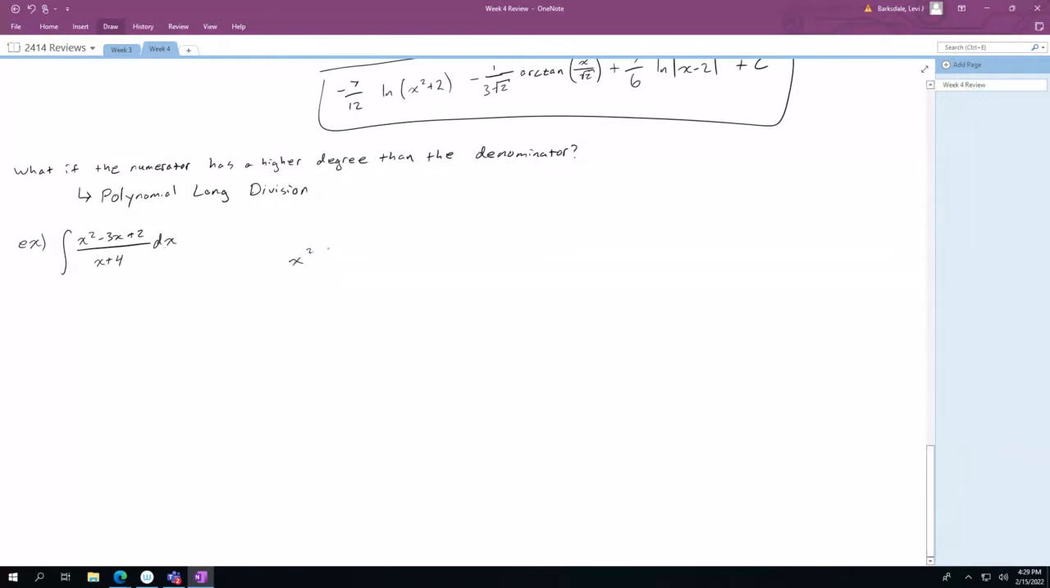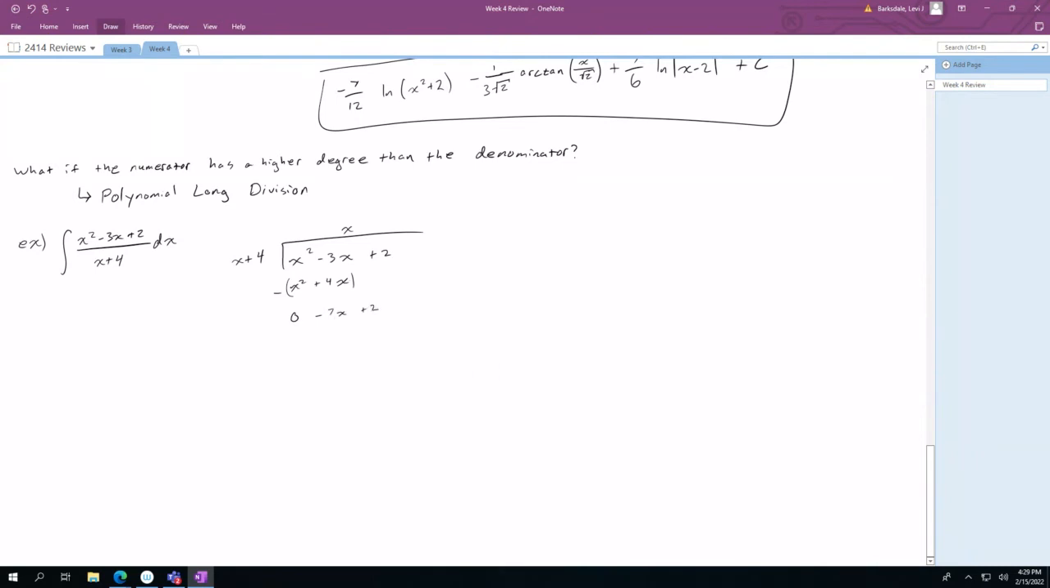So, for polynomial long division, if you'll recall, we start out by looking at this biggest term here and say x times what gets us x squared? Well, x times x gets us x squared. So then x times x is x squared. Then x times 4 is 4x. And that is what we need to take away. x squared minus x squared is 0. Negative 3x minus 4x is negative 7x.